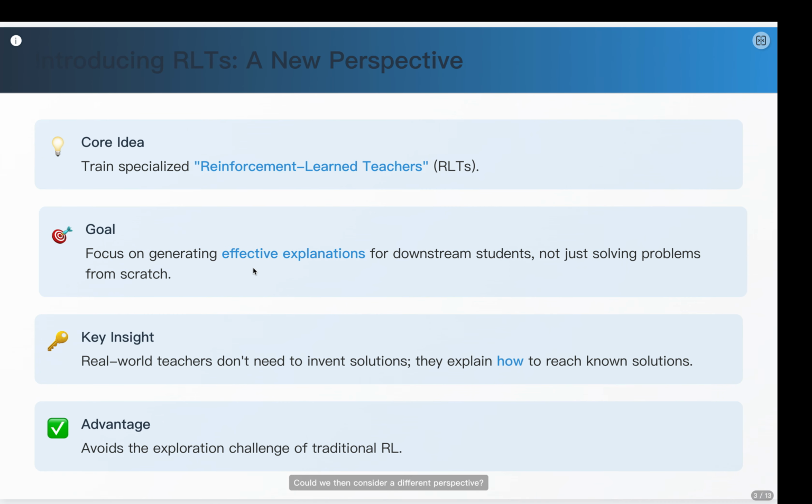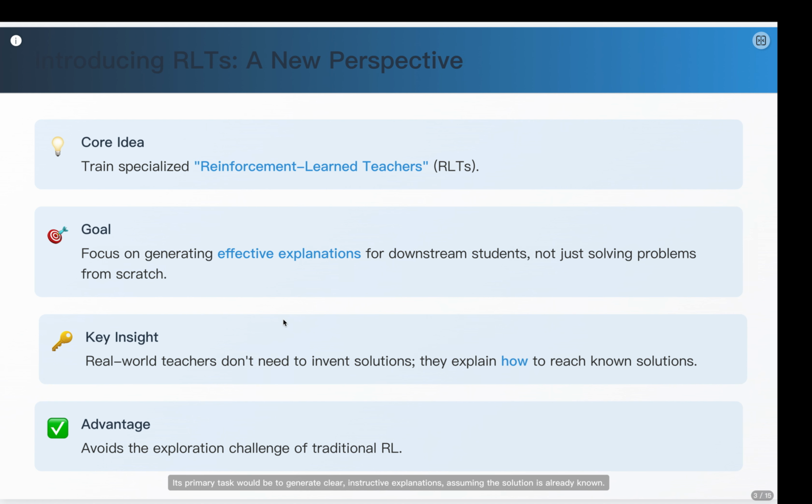Could we then consider a different perspective? Instead of demanding a model solve problems entirely on its own, what if we train it specifically to be a good teacher? Its primary task would be to generate clear, instructive explanations, assuming the solution is already known. This mirrors the role of a human teacher, who doesn't need to discover theorems anew but rather explains how to arrive at them. By focusing on this teaching role, might we sidestep the difficult exploration phase inherent in traditional reinforcement learning? Let us explore this idea further.